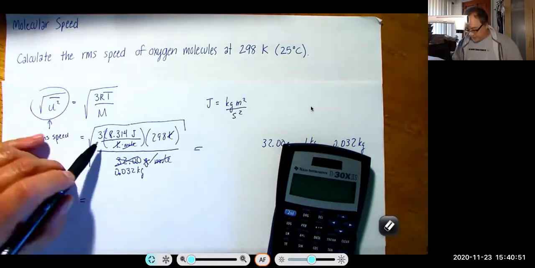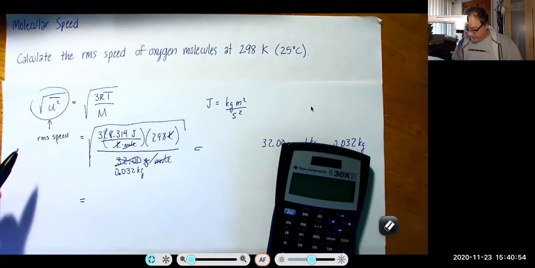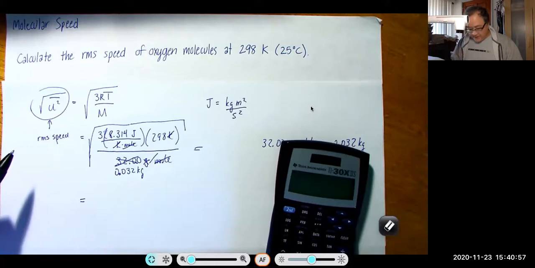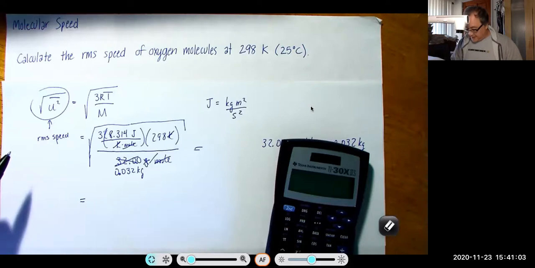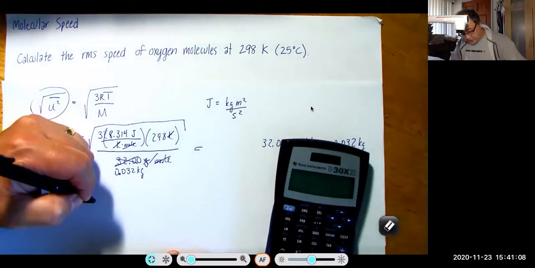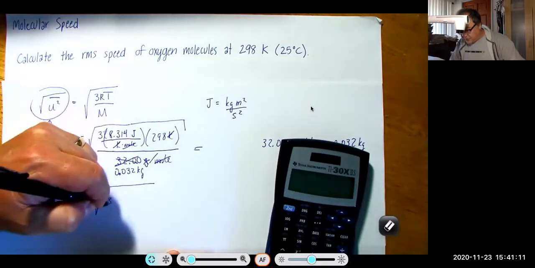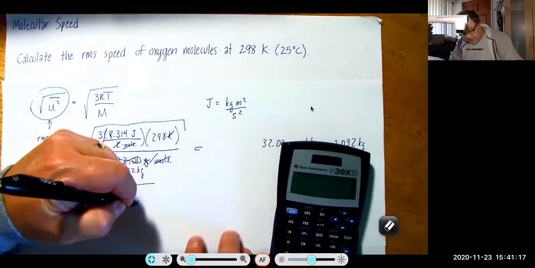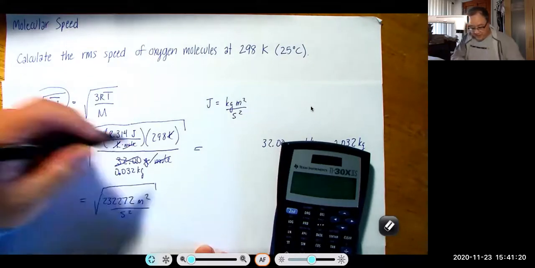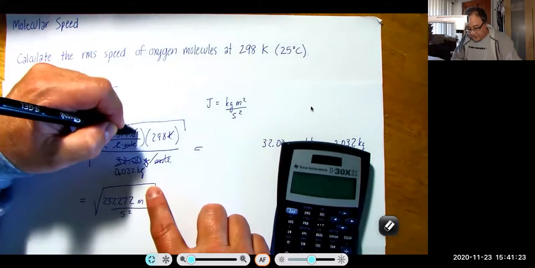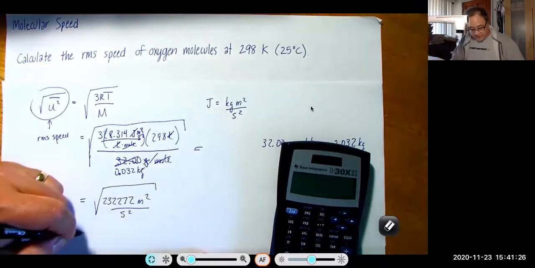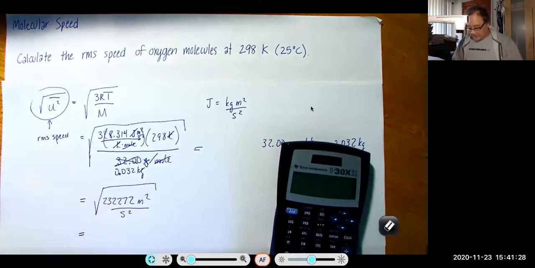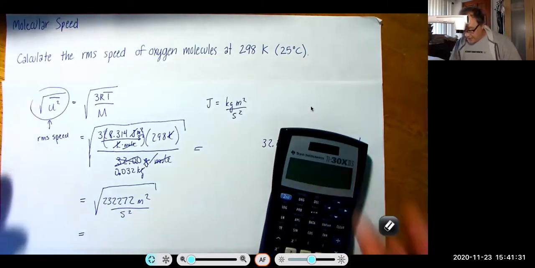So let's go ahead and do this stuff on the inside first. 3 times 8.314 times 298, and then divided by 0.032. So here we get the square root of 0.72, and that's going to be meters squared per second squared, because the kilograms are going to cancel here, and we're left with meters squared per second squared. Okay, so I said this would be around 250,000. Clearly, I was a little bit off, but now we're going to take the square root of that.